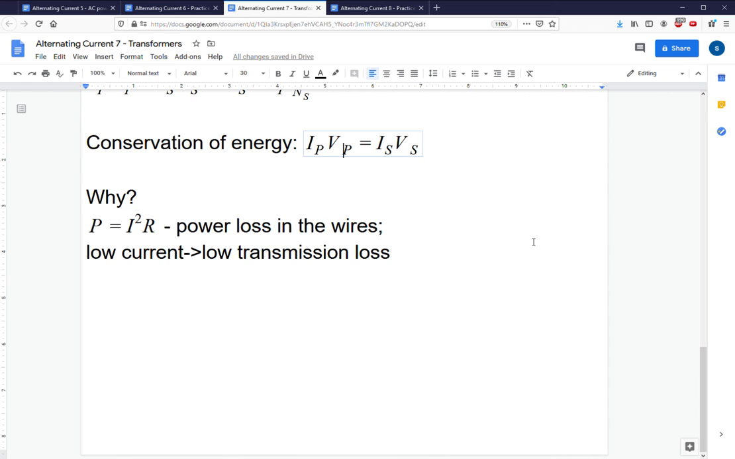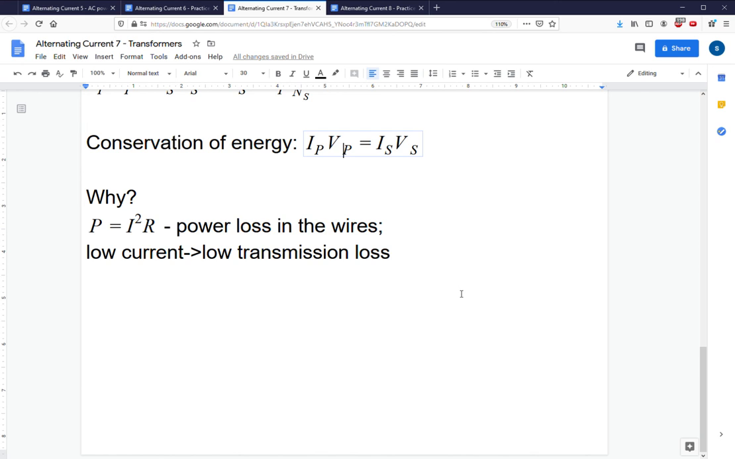So one big benefit of doing this is to make very little current go through transmission lines. So consider transmission lines are very, very long. They are tens to hundreds of kilometers long. If you recall the formula for resistance, resistance is equal to resistivity times L over A. So the longer the wire is, the more resistance it has.